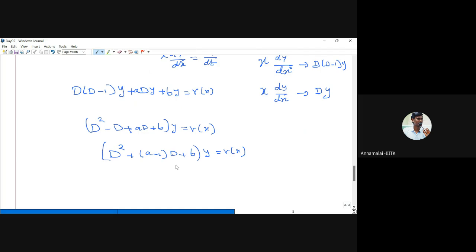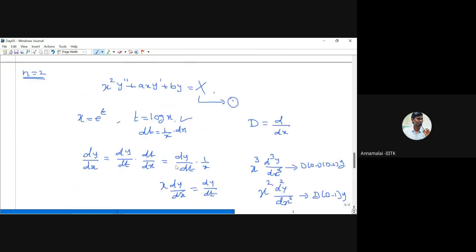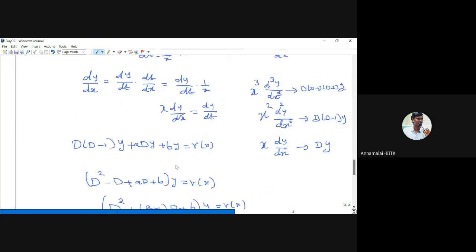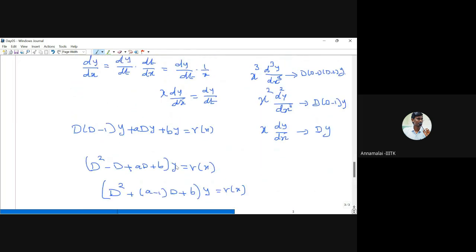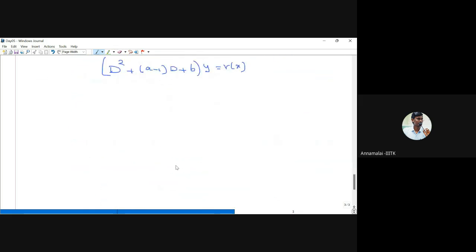But we know the method to find the solution of an equation with constant coefficient. So you have to find the solution of this. You'll get a solution in terms of y and t. After that, you have to replace t equal to log x. You'll get a solution for the original. Okay, so the only thing is you have to write this, you have to form the equation. Maybe I'll solve one problem.